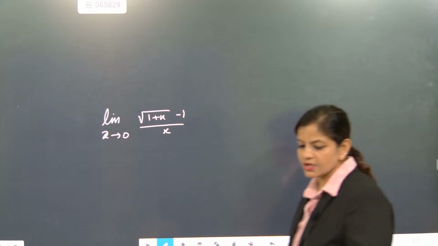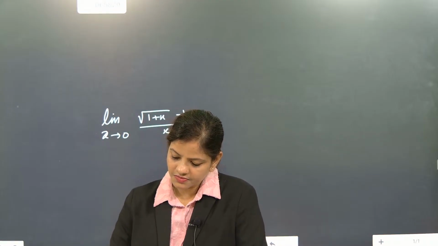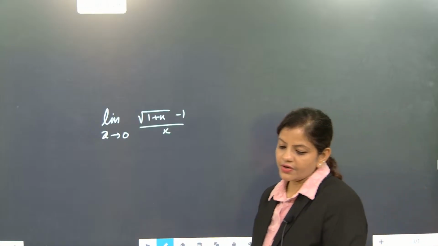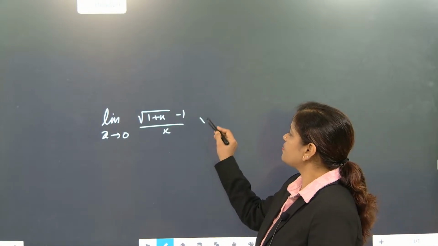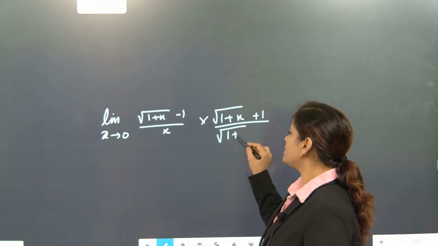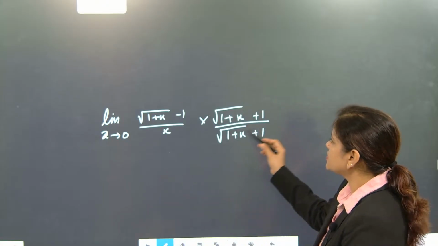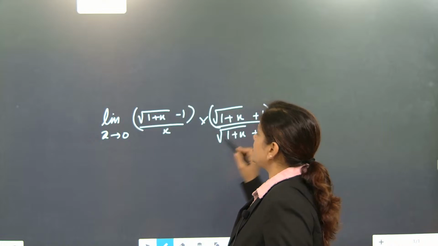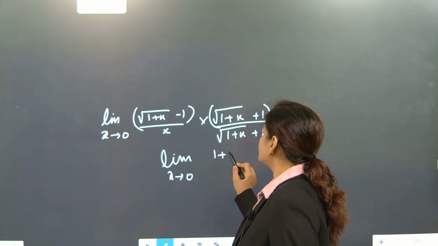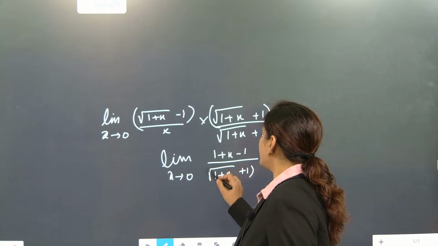If somebody asks you this question, how are you going to solve it? Root under 1 plus x. When this question is given to you, how are you going to handle it? This part will become root under 1 plus x plus 1 by root under 1 plus x plus 1. When you solve like this, what will happen? This part will come as a plus b, a minus b. So the limit, x tends to 0, 1 plus x minus 1 by root under 1 plus x plus 1, and here it is coming as x.